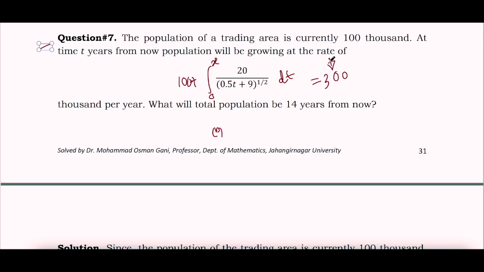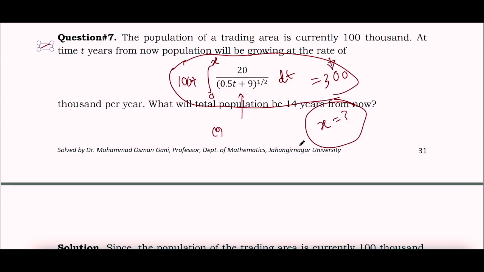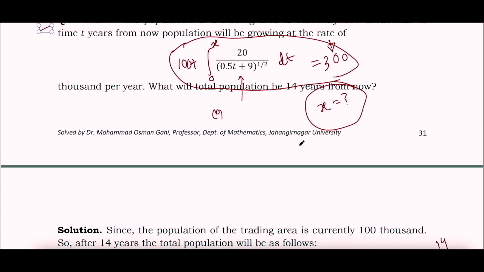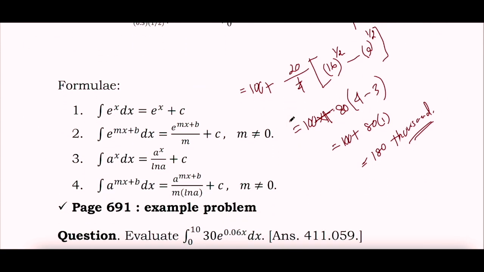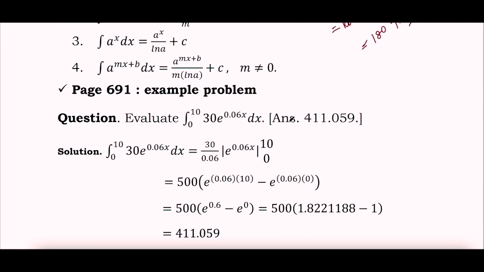So what will your answer be? According to the question you can create an equation like this. Okay, this is the increased population, this one, and you have to add 100 to it. Then by solving this equation you can calculate x. Does it make sense? Yes, sir. So please note these things for your exam. This is important, what I am discussing now.